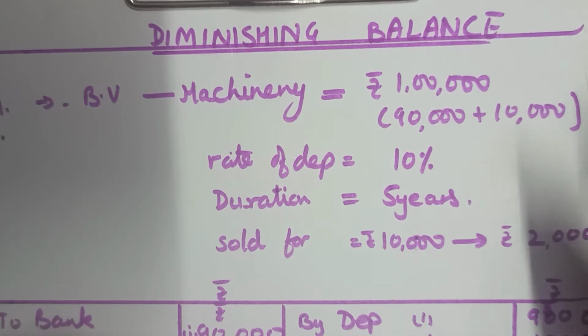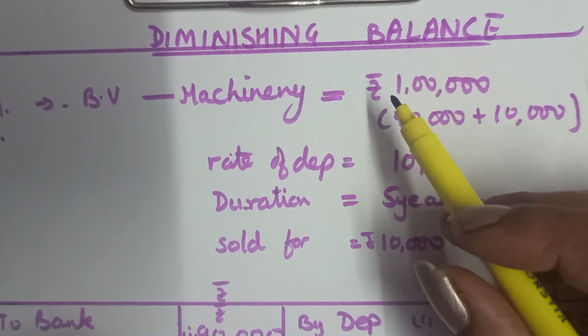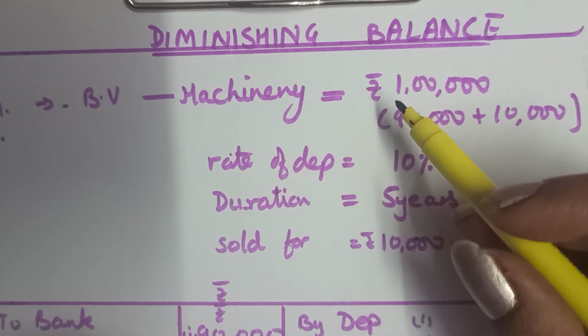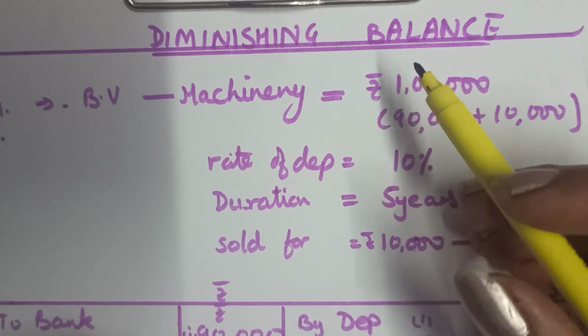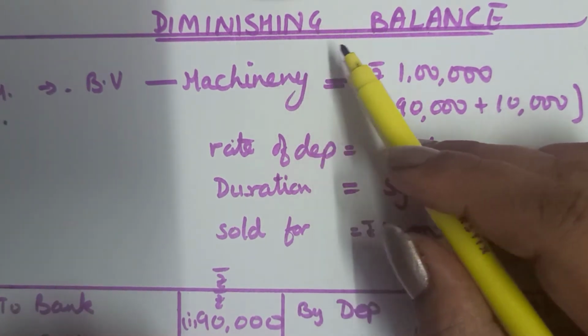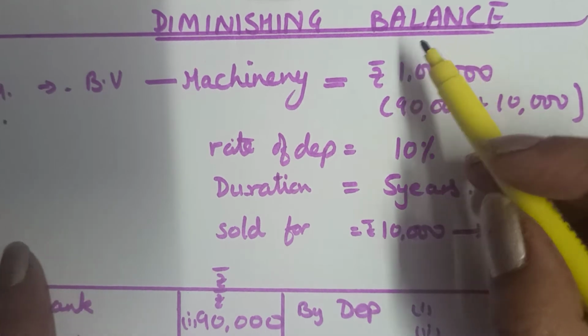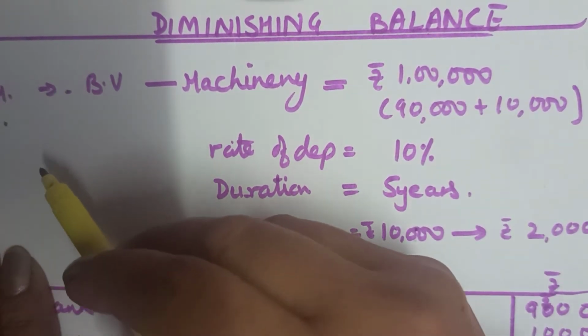I'll continue now with the diminishing balance method. This is the diminishing balance method, though that was just a flip back, a revision of what we did in the previous class. Now we proceed, children, with the diminishing balance method today, the reducing balance method. This is illustration 14 of your textbook.